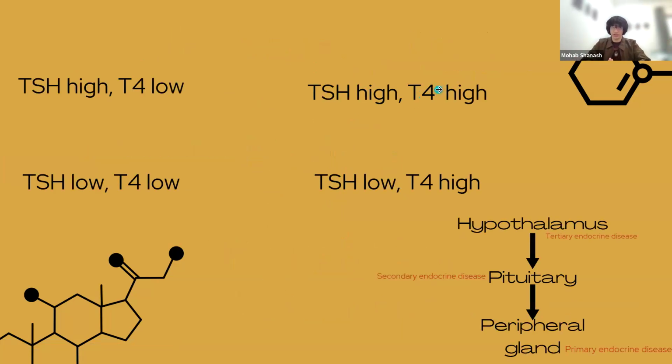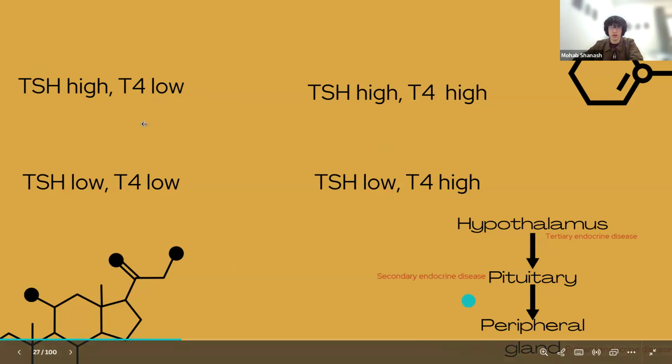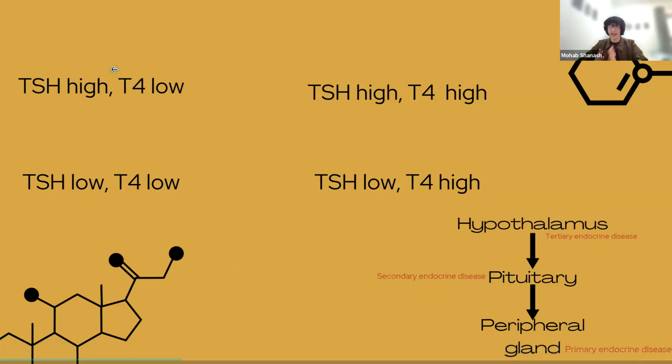Now, let's have a little activity. I'm going to give you certain cases, and in your head, I want you to tell me what you think the problem could be. Start off, thyroid stimulating hormone, or TSH, gets released from the pituitary. T4 gets released from the peripheral gland. What they do, I'll get into later. However, just know that's where they come from for the purposes of this activity. So if your TSH is high and your T4 is low, what that means is 1, 2, 3. You have a problem with your primary endocrine or your peripheral gland. A primary endocrine disease.